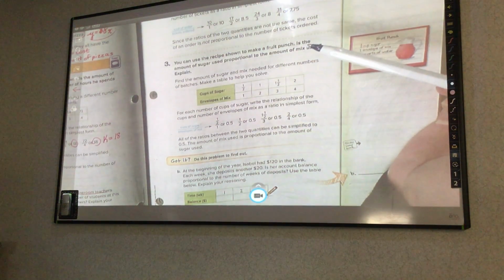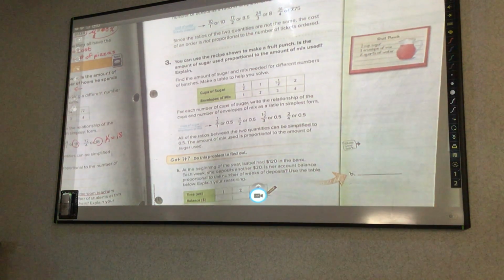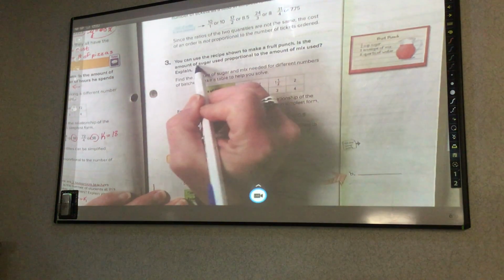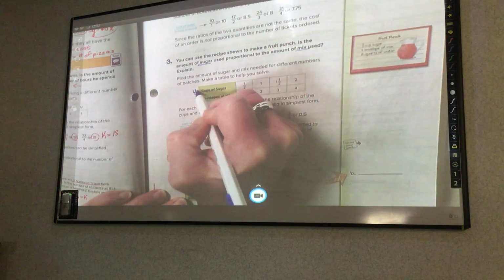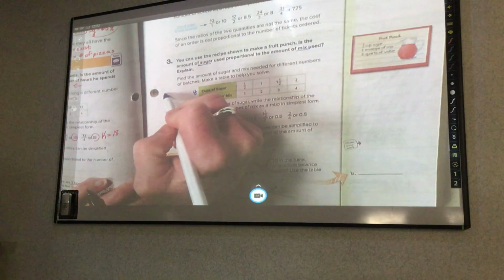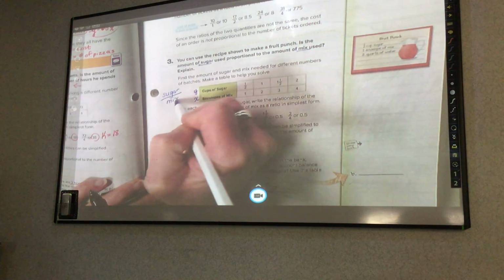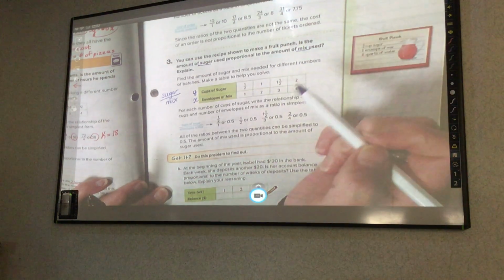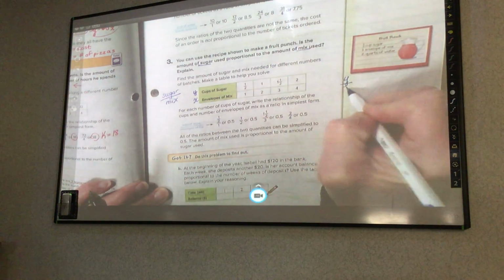Number 3. You can use the recipe shown to make fruit punch. Is the amount of sugar used proportional to the amount of mix used, and explain. So we're comparing sugar to the mix. Sugar is my y, the mix is my x. So, because it's sugar to mix, how do I figure it out? You just do y over x.